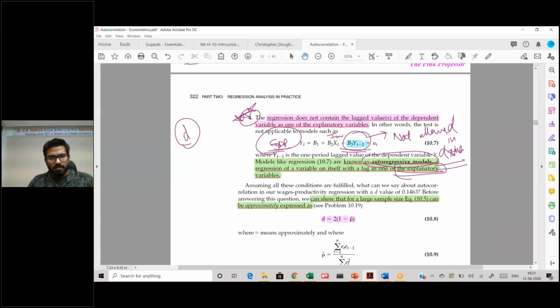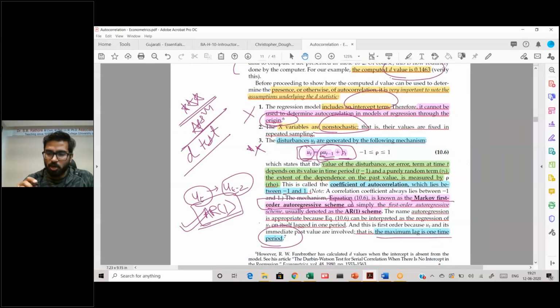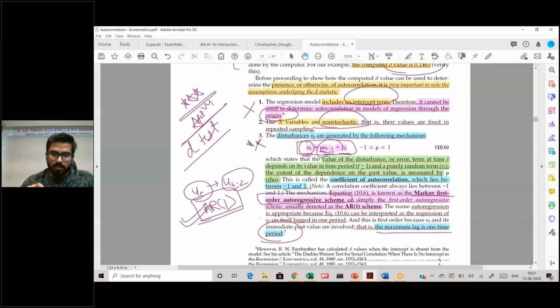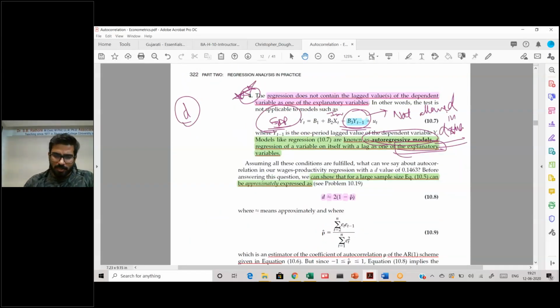So please remember, the D test that you do, the D statistic that you find out, is based on three solid assumptions. The first assumption is that you cannot have a regression through the origin. The second is that you can only have AR1, and the third is that you cannot have autoregressive models. Given this, D can be approximated as this particular value, where rho is this.